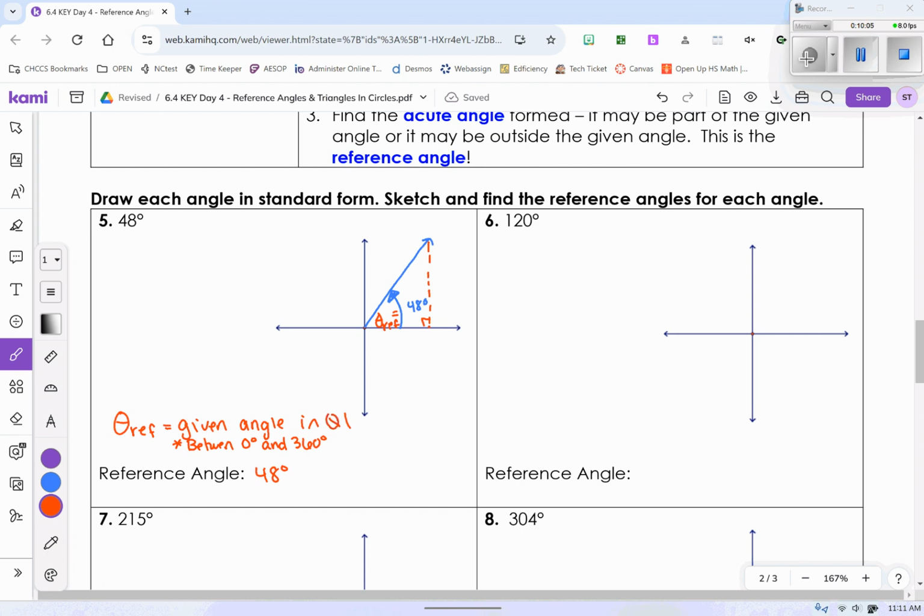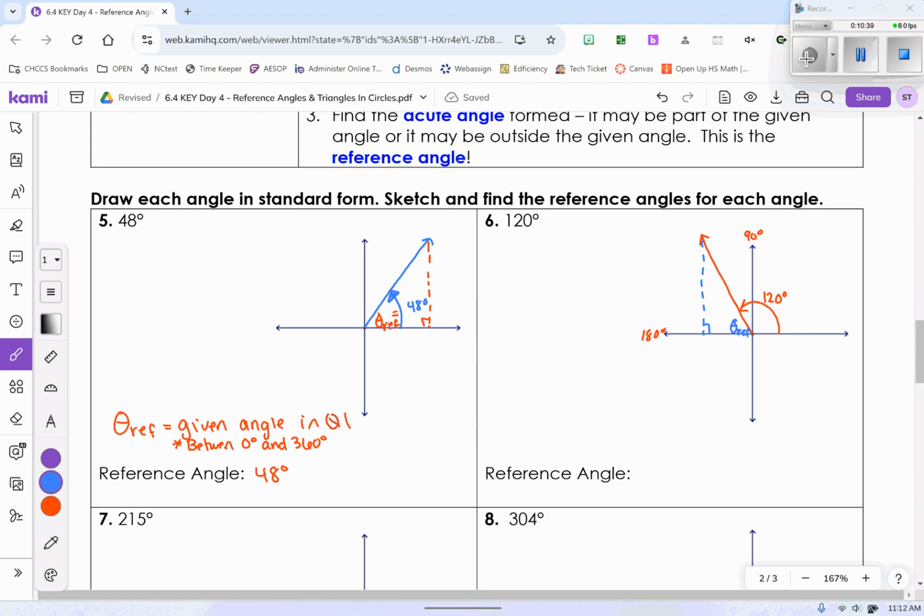So 120 degrees we know is in quadrant 2 because 90 degrees is right here at the top and this is 180. So 120 would be towards the top. So from here to here is 120 degrees. If we draw a line down to make a right triangle, the reference angle again is the positive acute angle formed by the terminal side and the x-axis. So that would be this angle right here. Notice that this one is not a part of the given angle.